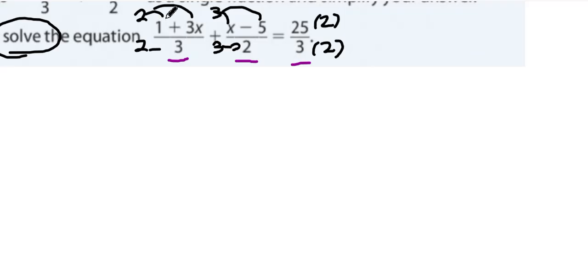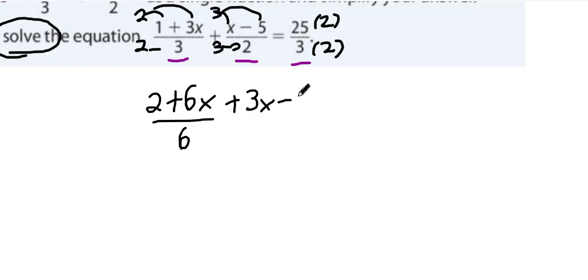2 by 1. 2 by 3x. 2 times 3, 6. 3 times x. 3 times minus 5. 3 times 2. Okay. 25 times 2, 50, is that right? And 6, yeah, I did right. Now, are you happy with the 6s?